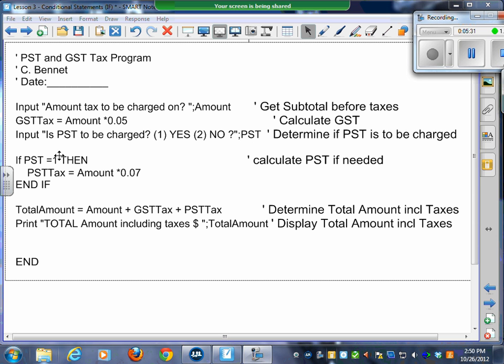And then we're going to say if PST is equal to 1, then PST tax equals amount times 0.07. Okay? You have to include the word then. You didn't have to do that in Scratch. You have to tab over, and you have to end if. So I just wanted to show you what it would look like in a regular program.